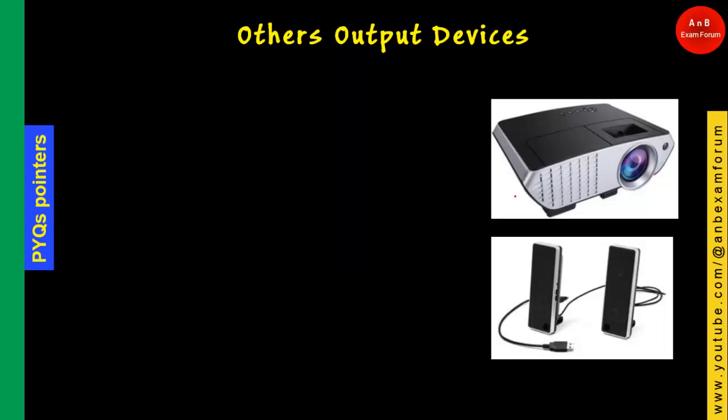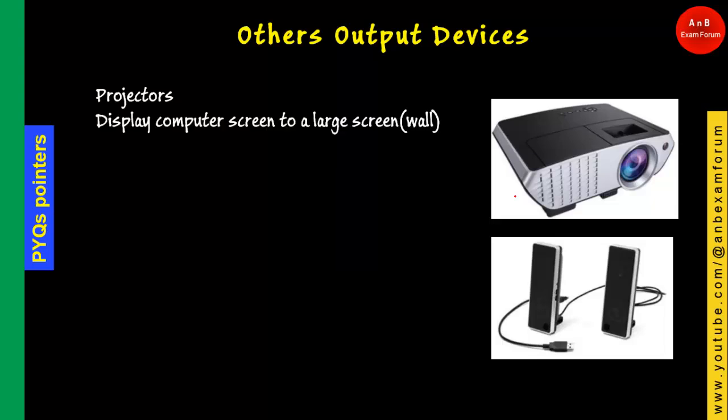Coming to other output devices, the very easy one is a projector. In schools and colleges during seminars we use projectors, where a computer screen is displayed onto the large screen or the wall. It projects whatever the screen on the computer is going to display, the same on the large screen. It is generally for a larger audience. The next output device is a speaker. What output does it give? It gives sound.